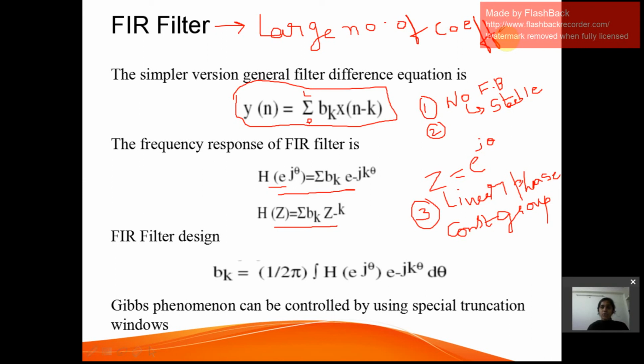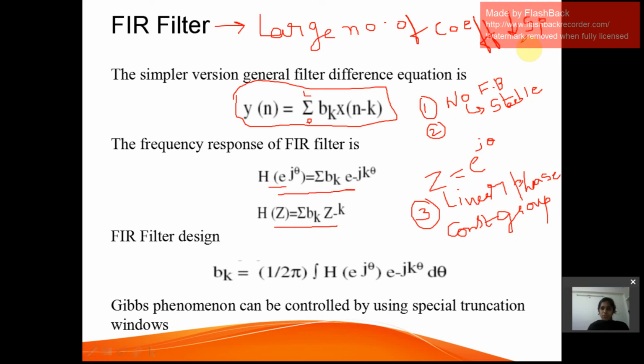Due to the large number of coefficients, there is less speed, more time taken for computation, as well as shorter bandwidth.